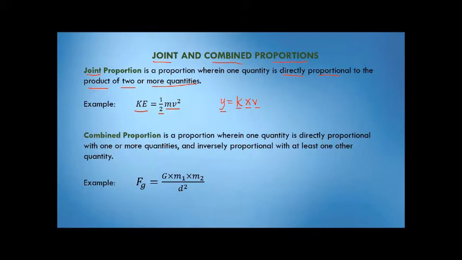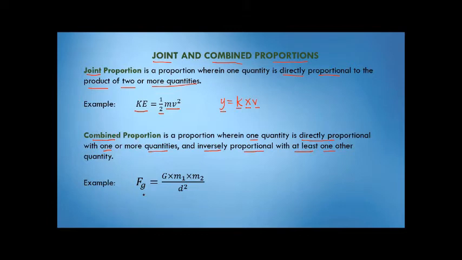Now, pag sinabi naman natin combined proportion, this is the combination na ng direct proportion and inverse proportion. So, dito sa joint proportion, puro direct proportion lang. Dito sa combined, merong direct and merong inverse. So, it is a proportion wherein one quantity is directly proportional with one or more quantity and inversely proportional with at least one other quantity. So, at least, ibig sabihin, kahit isa man lang na naka-inverse proportion siya, combined proportion na ang tawag doon.